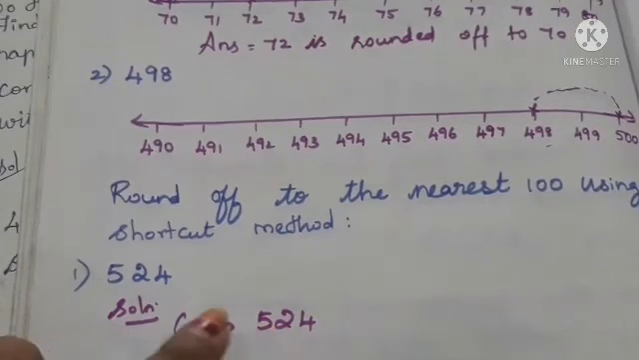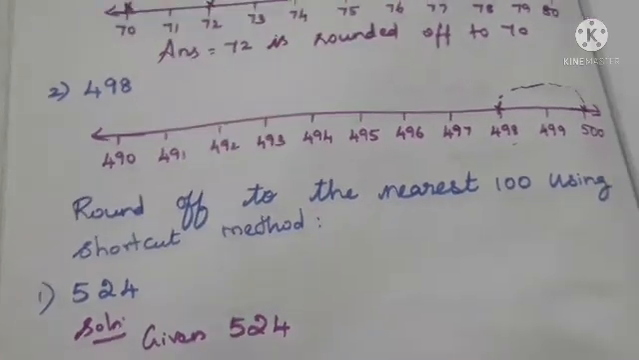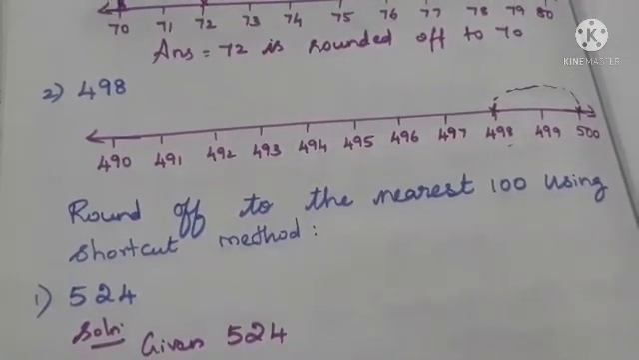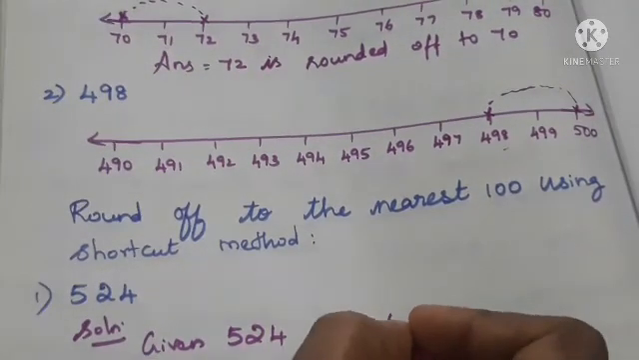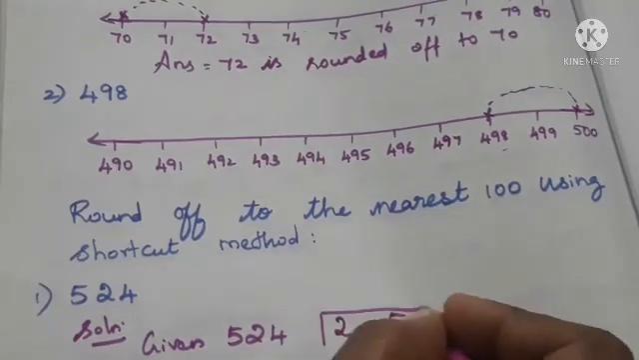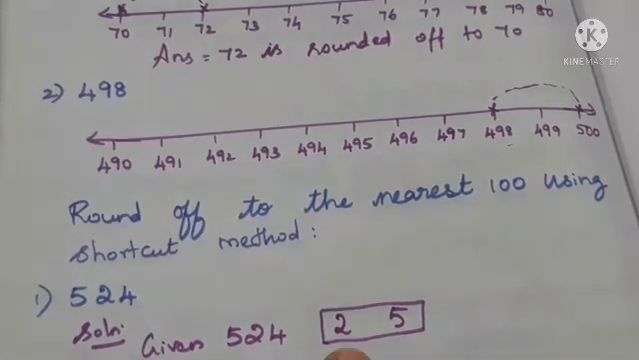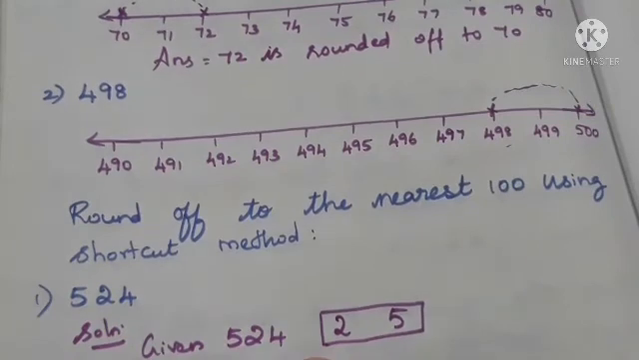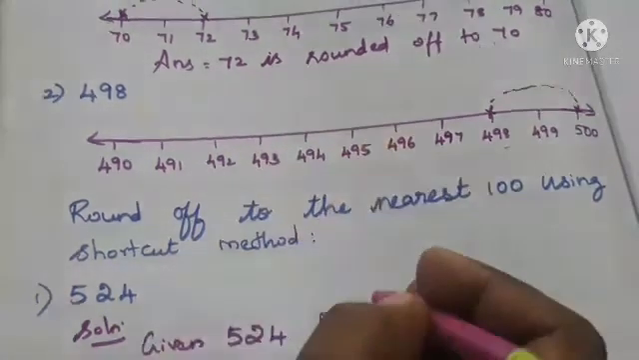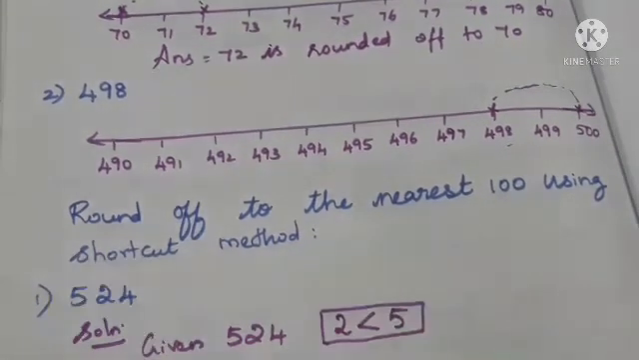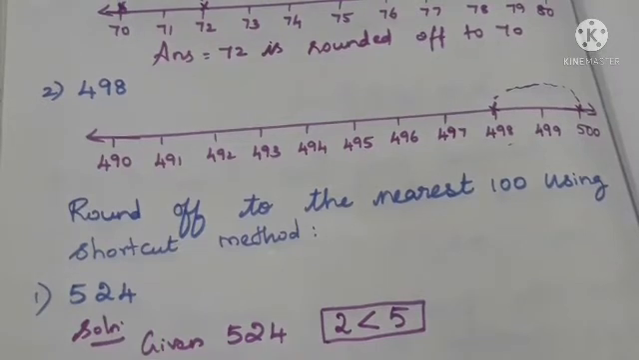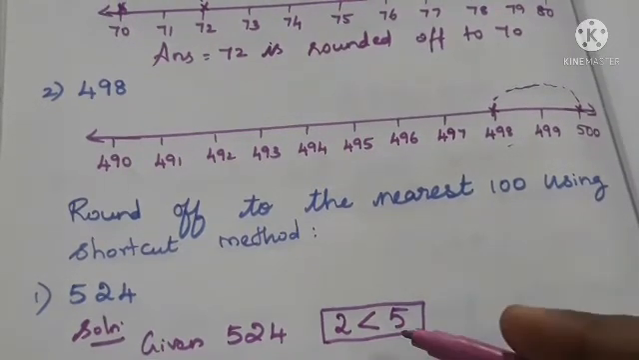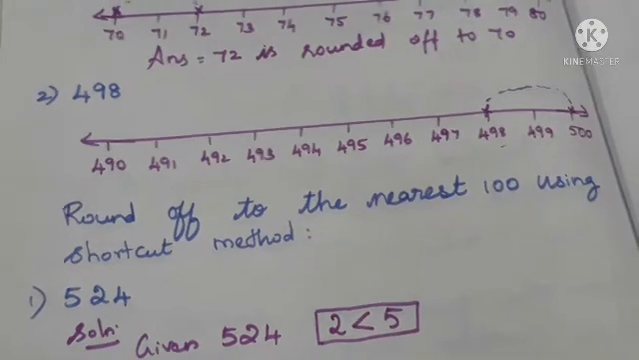Next, the left side number, the tens place. In the tens place, what do we have? Yes, we have 2. So we compare it with 5. Put 2 and 5 in the box. Among 2 and 5, which is the greatest? Yes, 5 is greater, so we open the mouth of the symbol toward 5. So how can we round? Round down, because it is less than 5. So how can we write the answer?